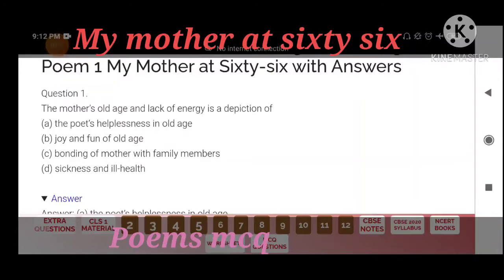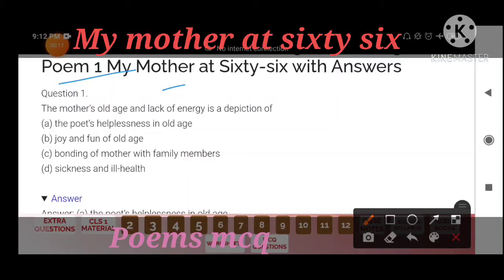Hello everyone. So students, today we are going to discuss MCQs from the poetry section. Our first poem is My Mother at Sixty-Six.